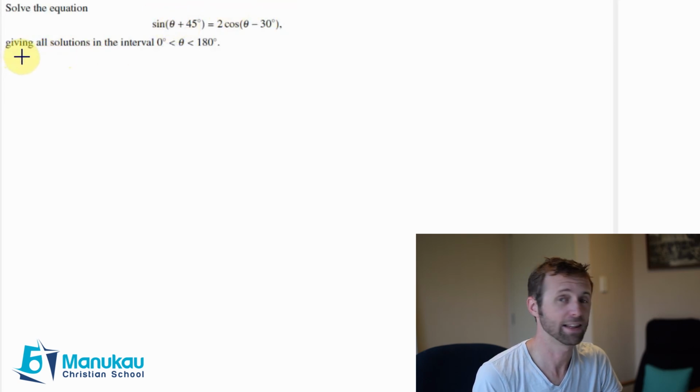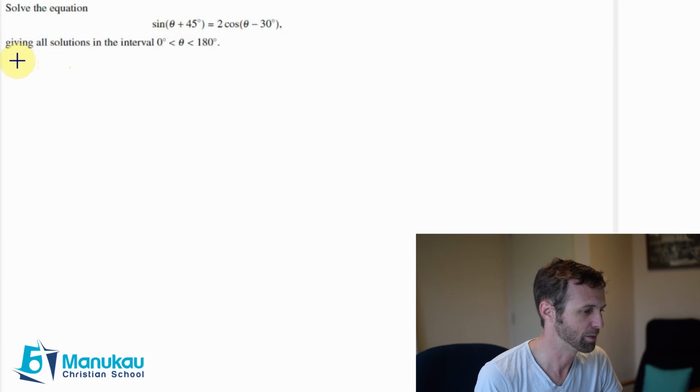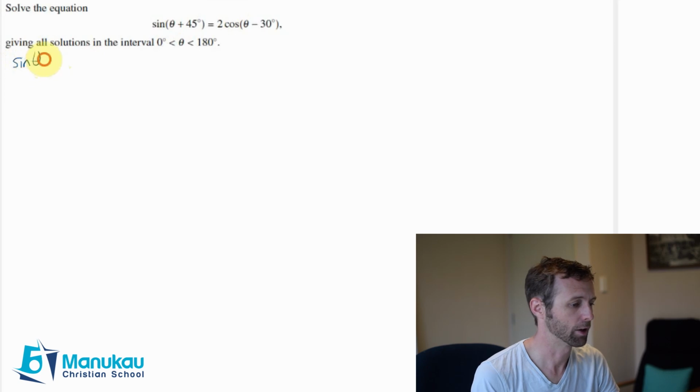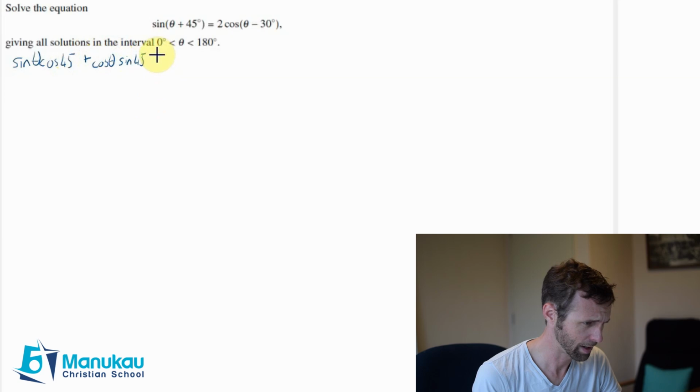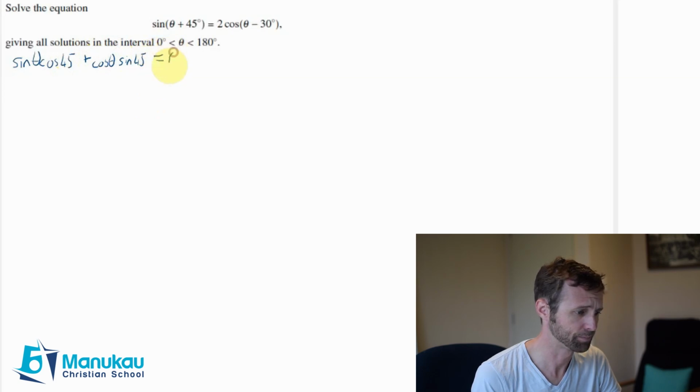So first of all, sine theta plus 45, what is that? Well, that's going to be sine theta cosine 45 plus cosine theta sine 45. And that is going to equal 2, and then I'm going to draw a big bracket here. Oops, not quite. 2 and then a bracket.